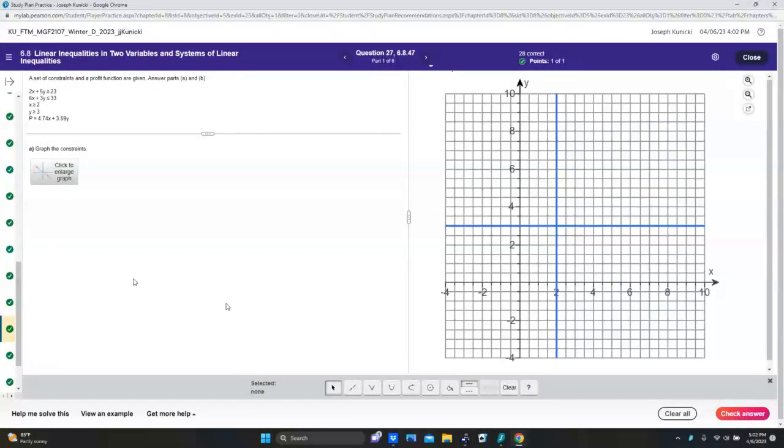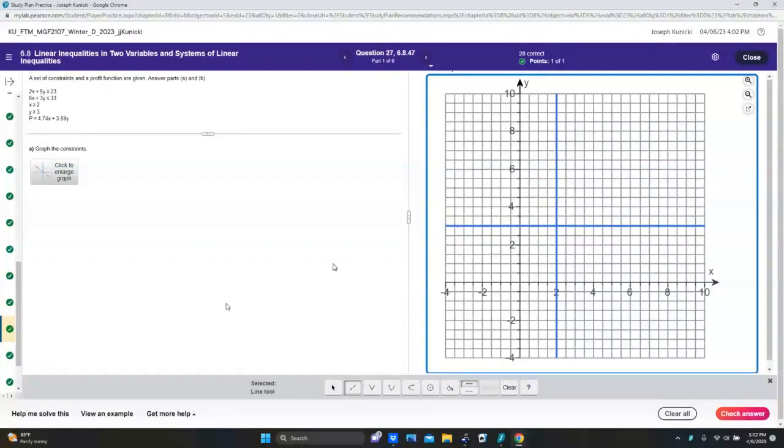Now I'm going to draw my inequalities. So the first one, we'll plot points. It's going to be a little hairy here, but we can do this. It just takes a little bit of finagling. So once again, it's a solid line. So the first one is 2x plus 5y equals 23, and the second one is 6x plus 3y equals 33. Let's do the first one. 2x plus 5y equals 23. So I have to plot points because I can't use intercepts. It's obvious to me I can't use intercepts.